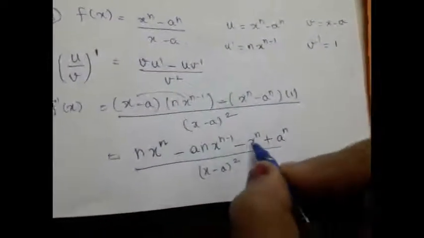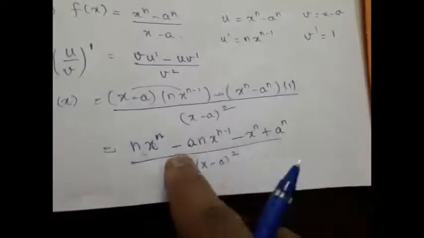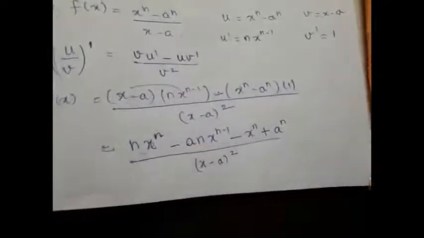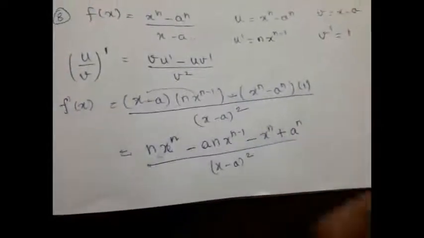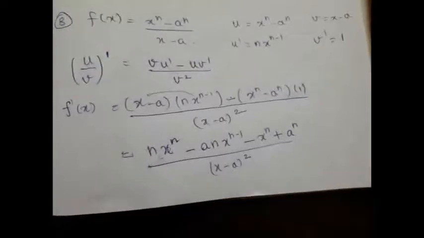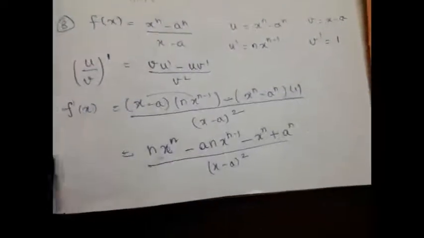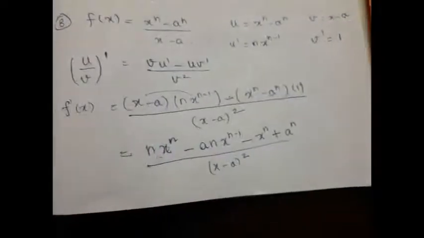That's all. If we want, we can take x power n common here. Again, it is going to be n minus 1 into x power n minus a n into x power n minus 1 plus a power n divided by x minus a the whole square. It doesn't make much difference, so you can leave the answer as such also. It doesn't matter, right? Hope you understood how we have used the quotient rule here, right?